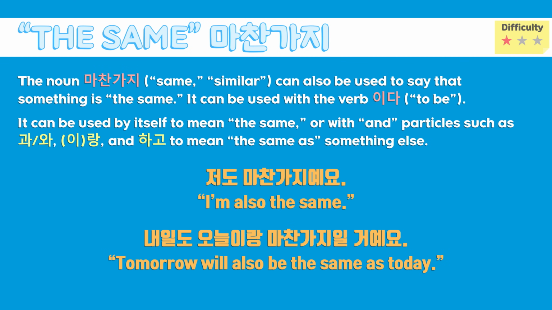The noun 마찬가지, meaning same or similar, can also be used to say that something is the same. It can be used with the verb 이다, meaning to be. It can be used by itself to mean the same, or with particles such as 과, 와, 이랑, and 하고 to mean the same as something else. 저도 마찬가지예요. I'm also the same. 내일도 오늘이랑 마찬가지일 거예요. Tomorrow will also be the same as today.